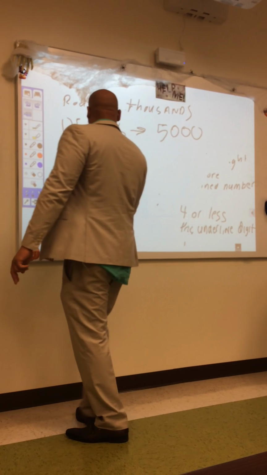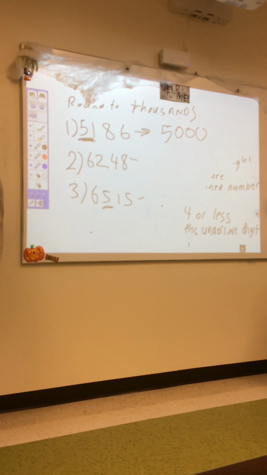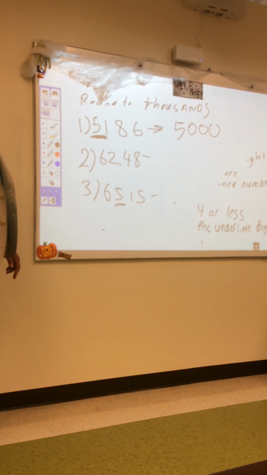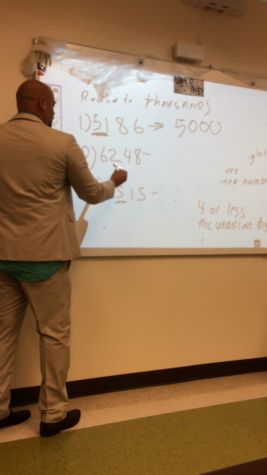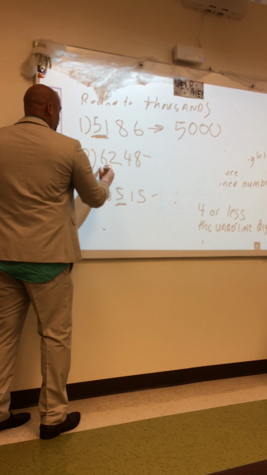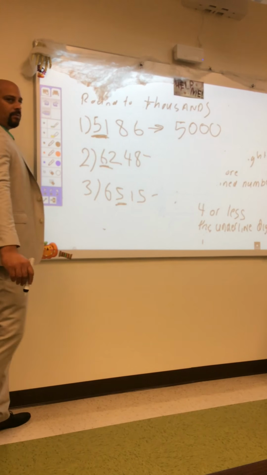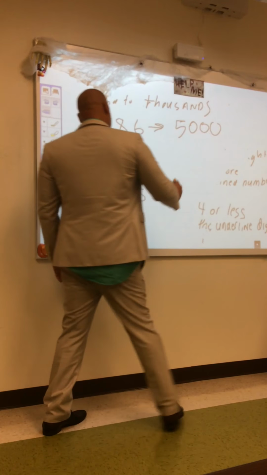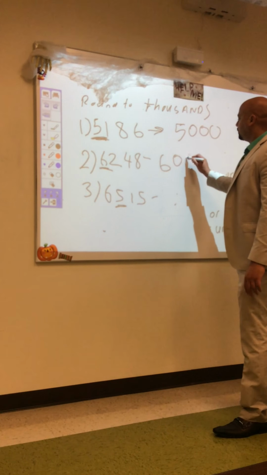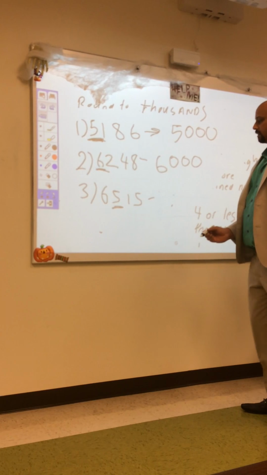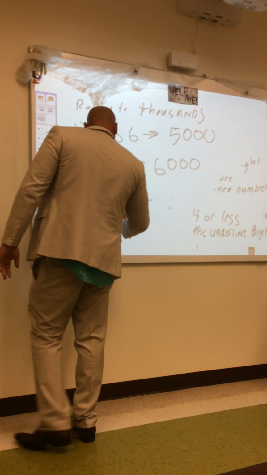Let me change this number to 8. What's the thousands place, guys? What number? The 6, because that's ones, tens, hundreds, thousands. So we underline the 6. We look to the right. Is that 5 or more? No. If it's under that, we put 6, 0, 0, 0. 6,000.